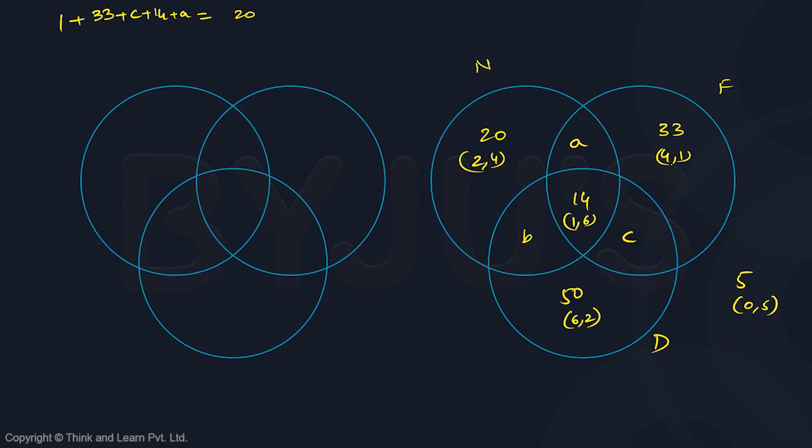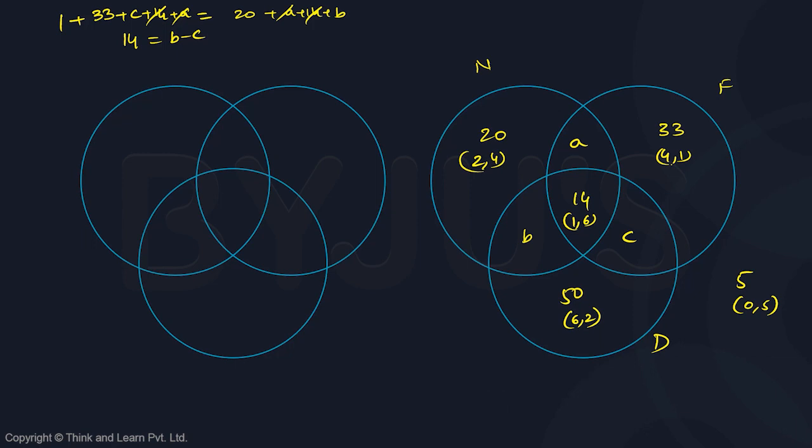So Nadal is 20 plus A plus 14 plus B. Anyway, 14 gets cancelled. A and A gets cancelled. So what do you get? You basically get 34 minus 20. 33 plus 1, 34. 34 minus 20, 14 is equal to B minus C.